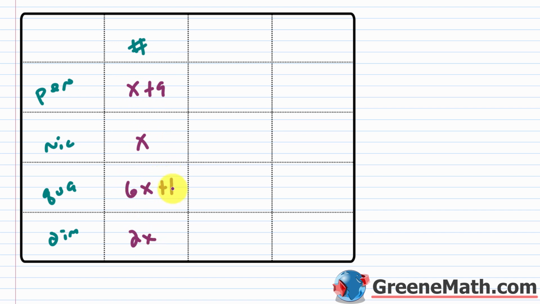So 6x plus 1. And then you have the value each. So for a penny, it's 0.01. For a nickel, it's 0.05. For a quarter, it's 0.25. And then for a dime, it's 0.1.